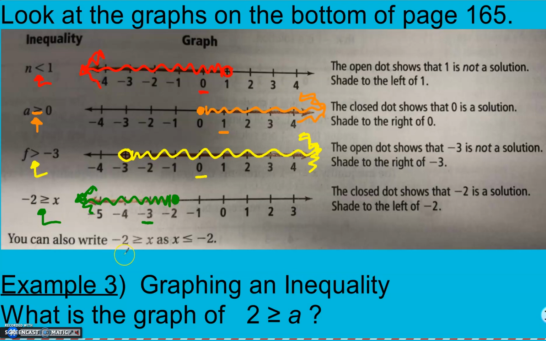We can also reverse that last inequality if we wanted to, as long as the alligator keeps eating the same thing and we're pointing at the right thing. So alligator's eating -2, we're pointing at x. It's the same relationship, it's just written backwards.